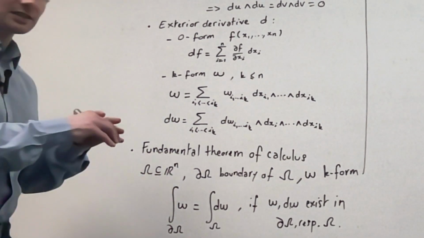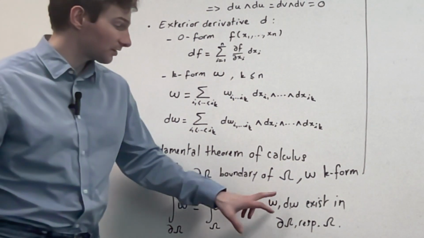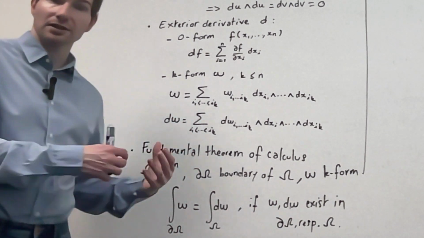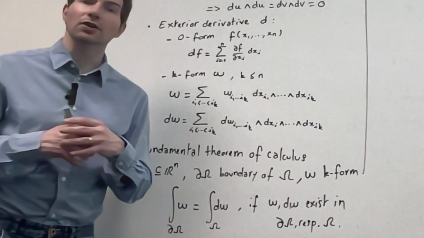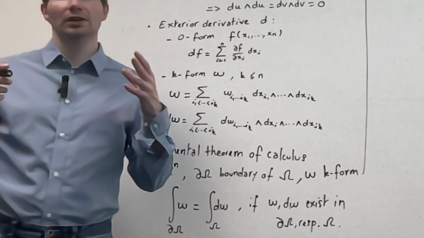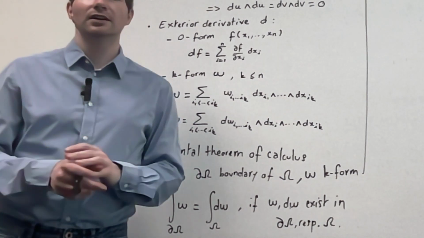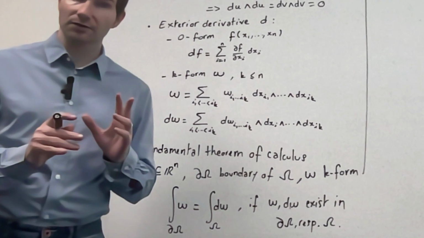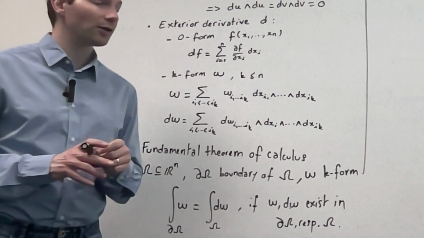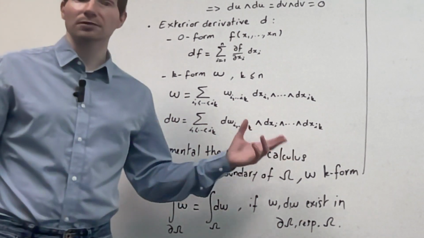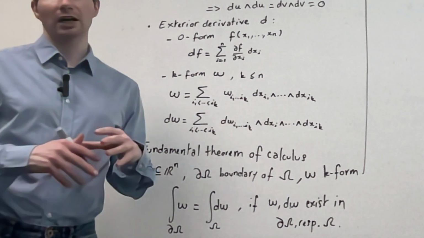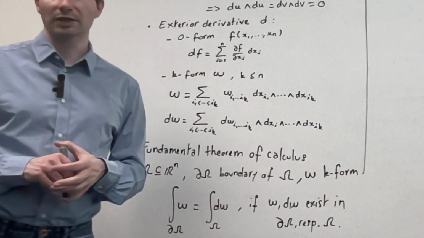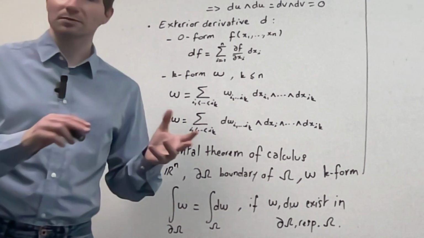Now, this is caveated by the fact that you need omega and d omega to actually exist in these particular domains. Usually what that means is that if you've got poles or stuff like that, then these things are not going to work very well. That's the idea, and that's what we need to care about. In fact, I will provide some examples in later videos in, for example, fluid dynamics, and we're going to see that things can be not as simple as we may think.